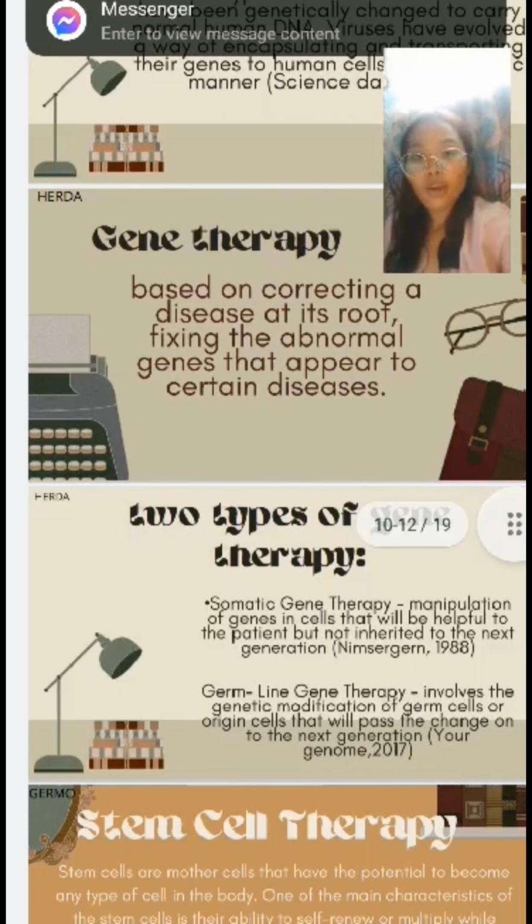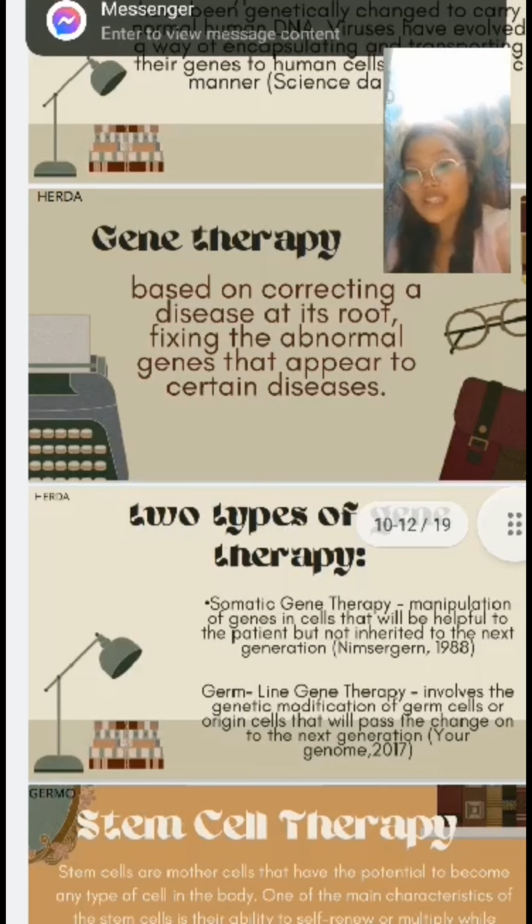To add more about these two types of gene therapy, germline gene therapy is when DNA is transferred into the cells that produce reproductive cells.